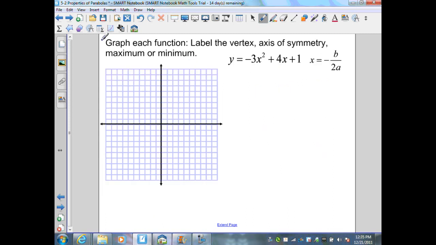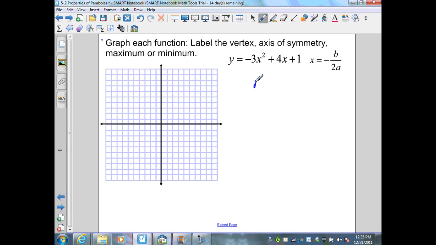Again, we're asked to graph a function, label the vertex, axis of symmetry, and determine whether the vertex is a maximum or a minimum. Here, our quadratic function is y equals a negative 3x squared plus 4x plus 1. Our quadratic term is a coefficient of a, and that is a negative 3. The linear term, coefficient of b, which is 4, and our c is a 1.